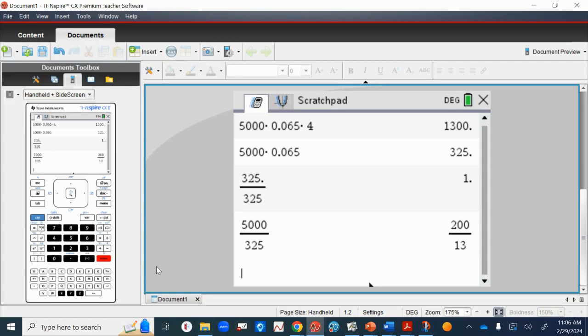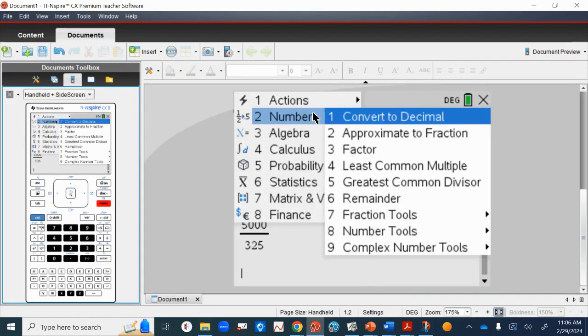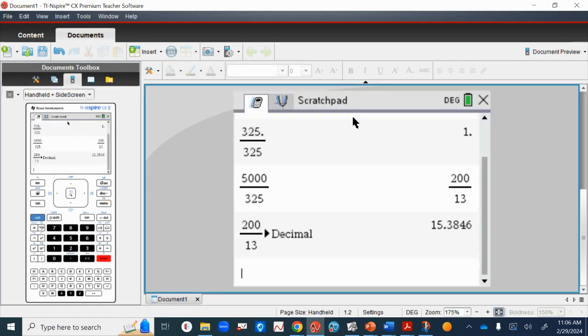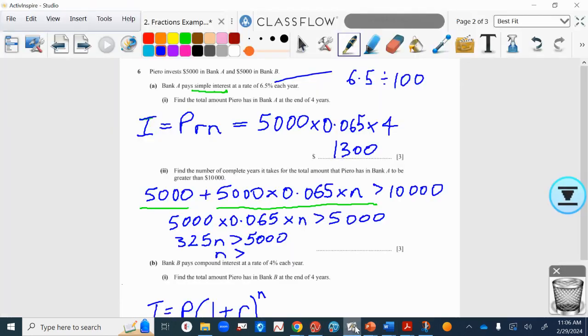If you want to change that to a decimal, then you can click on menu, to number, and then convert to a decimal. And it will change it to 15.38. So that could be quite useful. So then, judging by that, n has to be greater than 15.38. So 15 would be too small. So if we're talking about complete years, we'll have to look at 16 complete years.